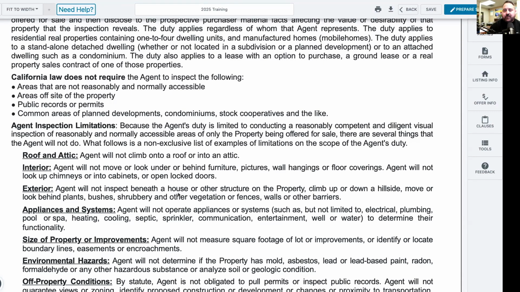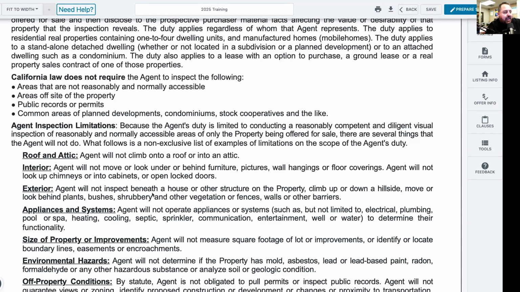Your title rep, if you ask them to send something via email to your client, is probably not going to do it. But if they're willing to do it from them and say, hey, I pulled these permits for you, not your agent, go for it. But they're not going to do that because they're probably not supposed to be doing it. Okay.